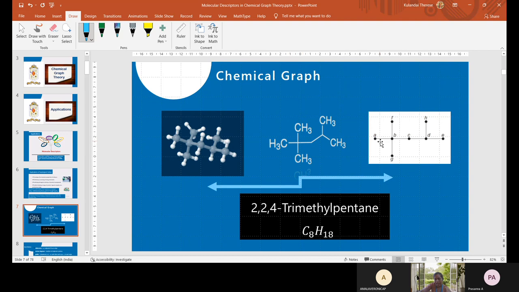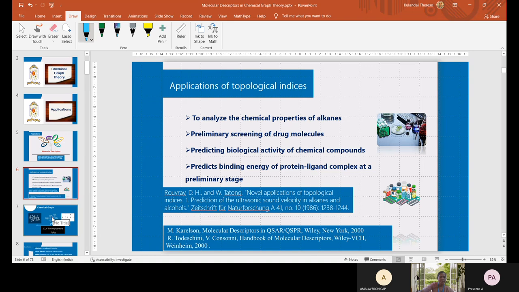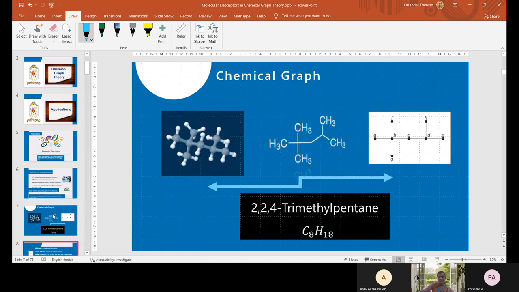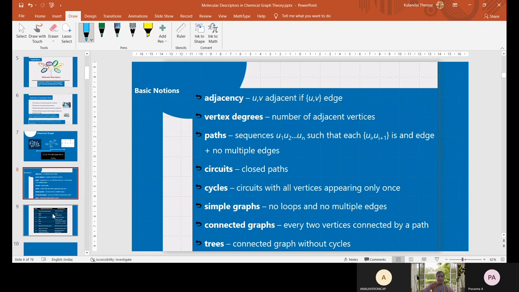Therefore, here A, B, C, D are the atoms and the connection A, B is like a bonding. In graph theoretical terms, we say that A, B, C are vertices and the edges are AB, BC, CD. These are the edges. Here we deal with adjacency or vertex degrees or paths. These things are the preliminaries. We'll see the preliminaries.